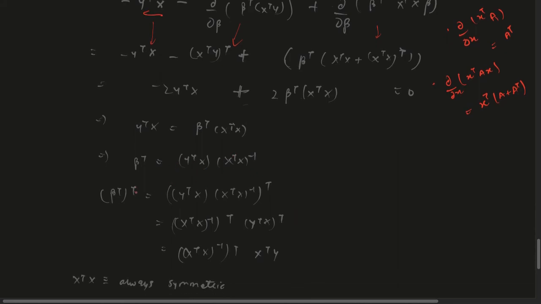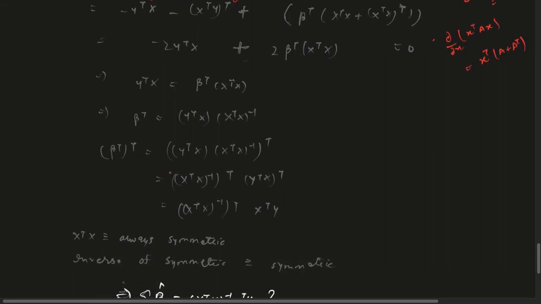Taking the whole transpose of this expression on both LHS and RHS, we get the following. And (AB) transpose is equal to B transpose A transpose, so we get this expression. And again using (AB) transpose equals B transpose A transpose, we reduce this to this, and now we need to evaluate this expression.